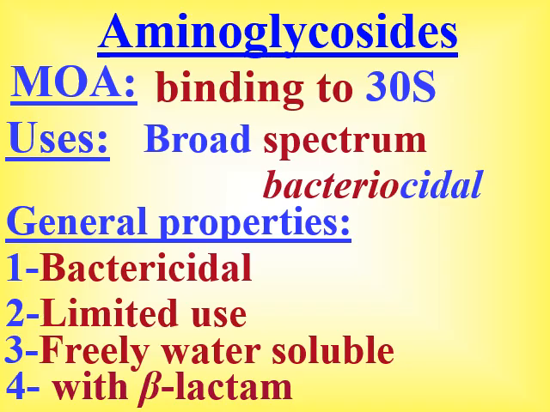Aminoglycosides are specific inhibitors of bacterial protein synthesis by binding to the 30S ribosomal subunit. In addition, they are broad spectrum. They are active against gram-positive and gram-negative bacteria, and they are bactericidal, so they can kill the microorganism.